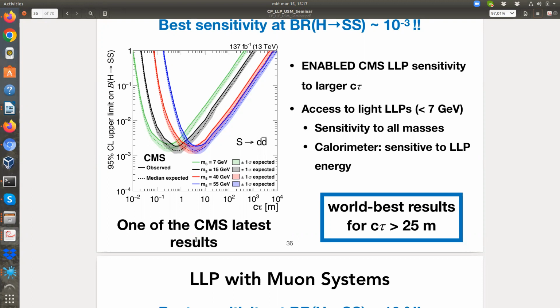actual parameter that's relevant for the detector is not c tau, but beta gamma. So the boost factor, because the Higgs decays to these long-lived scalars, if these are lighter, then they have more boost. So the peak sensitivity appears to be to the left, but it's just a fact of the relativistic factor. And it actually produces the world's best results for long-lived particles decaying above 25 meters, period. That's it.